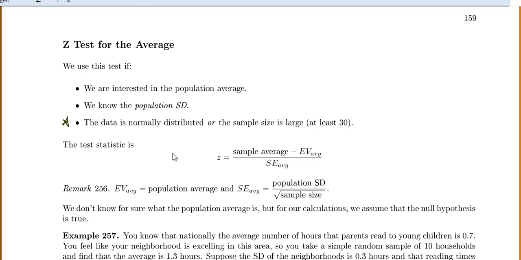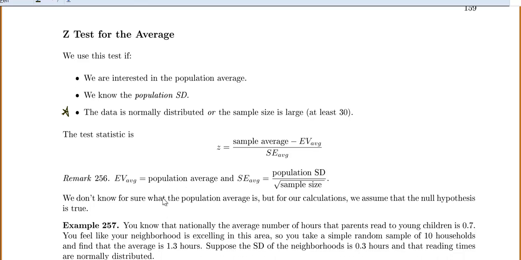The test statistic will always be z equals our sample average minus the expected value for the average over the standard error for the average. And just remember, the expected value for your average is your population average, and the standard error is your population SD over square root of the sample size. And as a note, we don't know for sure what the population average is, but for our calculations we assume that the null hypothesis is true, and so whatever your null hypothesis says the population average is, that's what you'll put for your expected value.